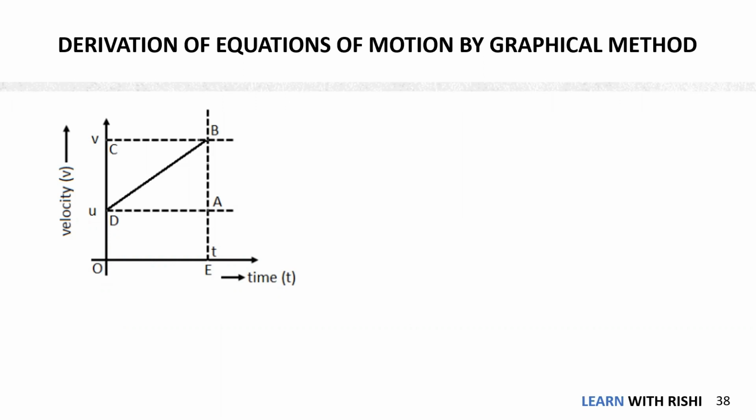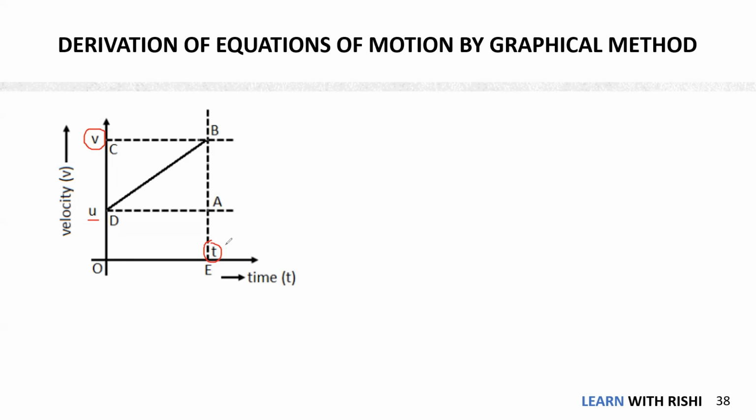Now in this graph, the object is starting from point D. So here the initial velocity is marked at point D, that is u. And the velocity of the object is increasing, and after time interval t, the object reached point B, and the corresponding velocity is marked at point C, that is v. So u is the initial velocity, v is the final velocity, and the object has traveled for time t.